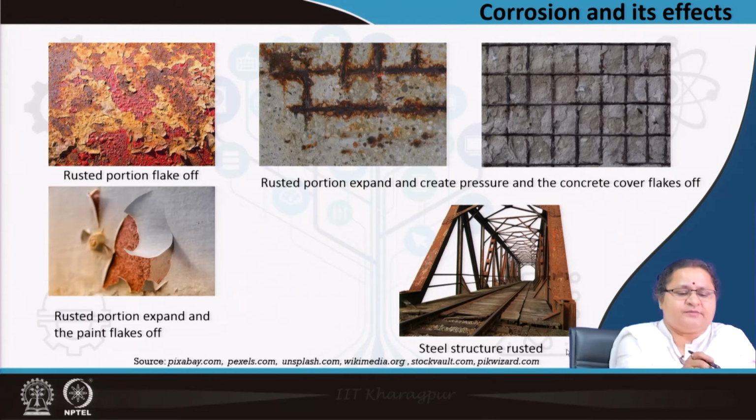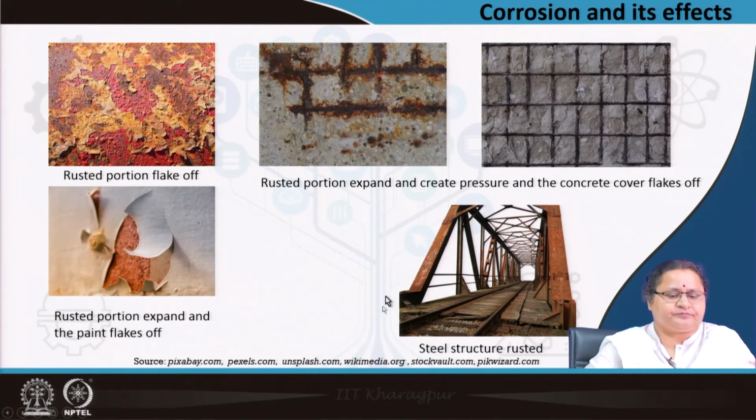You see the first picture here. You see the layer is flaking off, which I have told you just now. See, these are the flakes, that is the upper layer is coming out and exposing the inner layer. So, in the next stage the inner layer will get corroded or rusted.